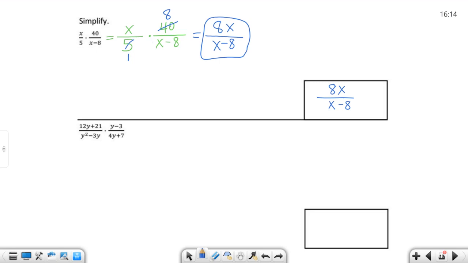Okay? X minus 8 is all its unique factor. It does not have anything in common with x or 8 or negative 8. Okay? So then on the next one, same thing.